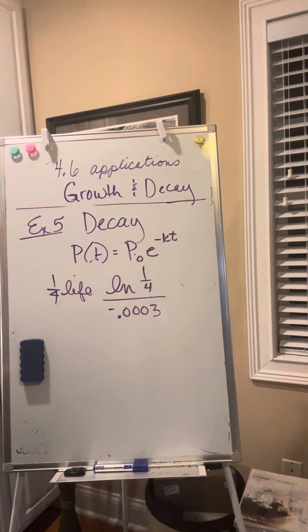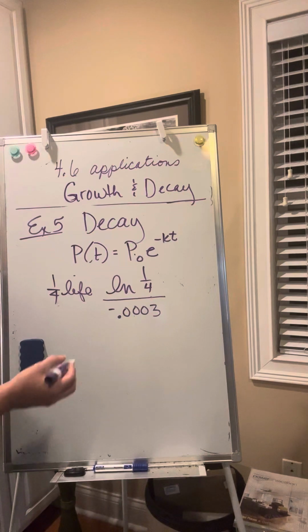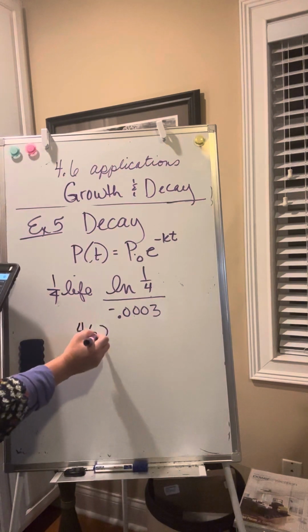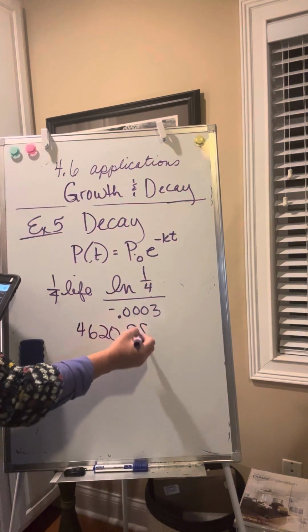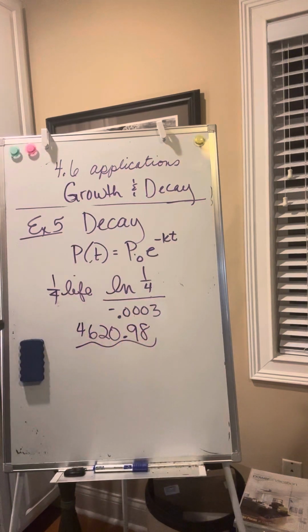So check that out. Type that on your calculator. I will as well. And let's see how long it takes for a fourth of it to be left. So ln of a fourth divided by negative 0.0003 would be 4620.9 something, around that, depending on what they said to round to.